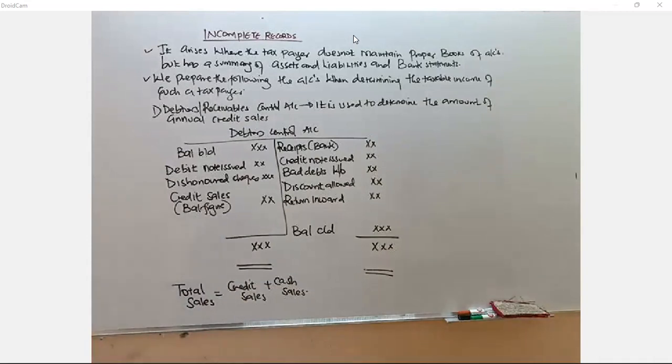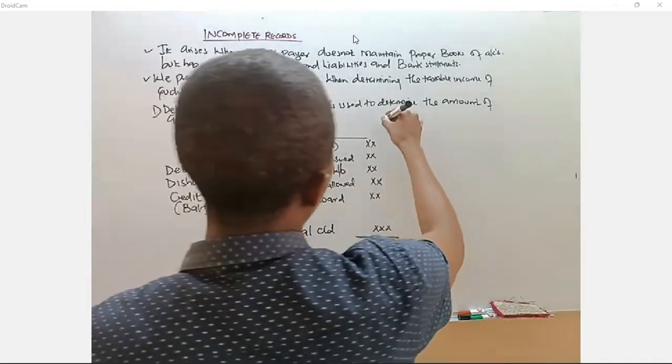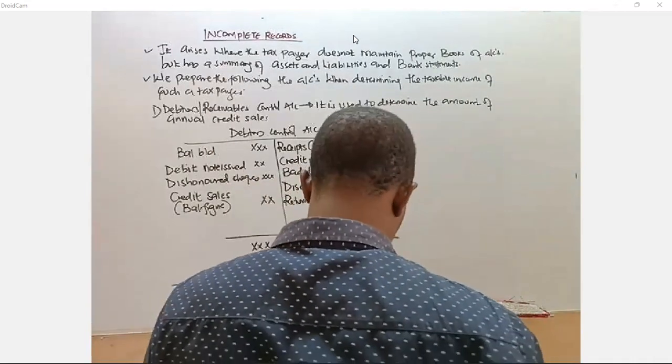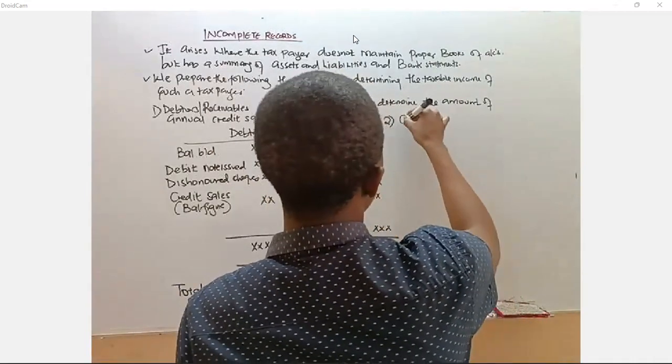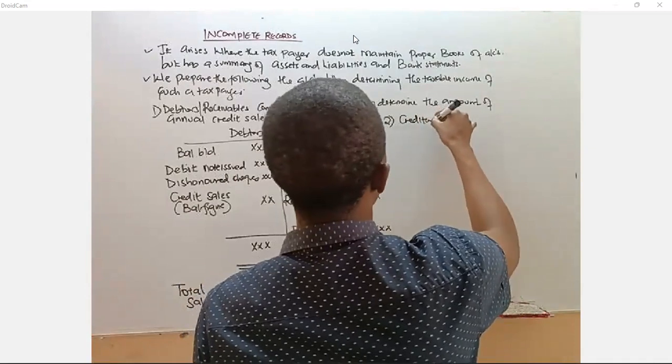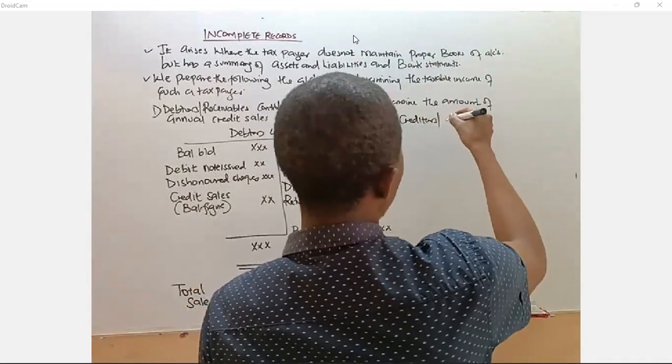Now, let us look at note number 2. We are looking at something called creditors stock. We have the creditors payables control account.